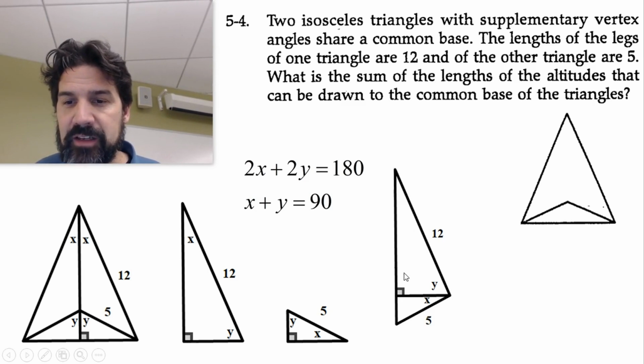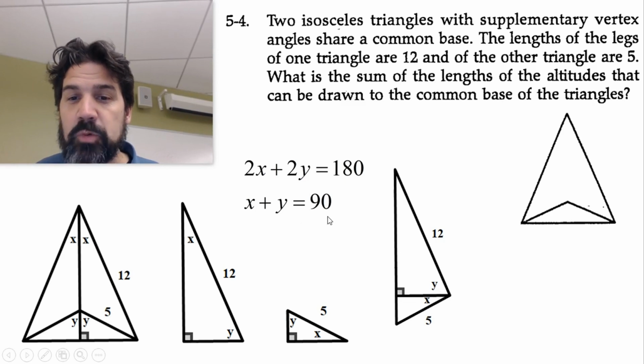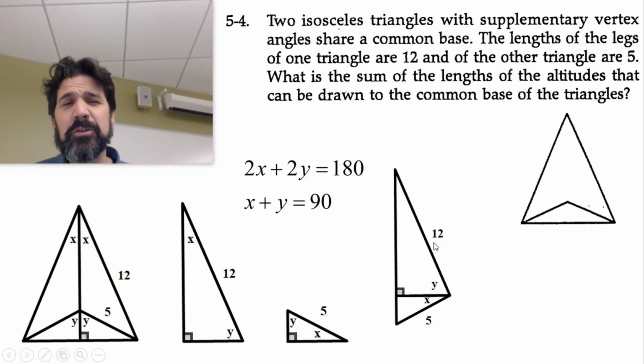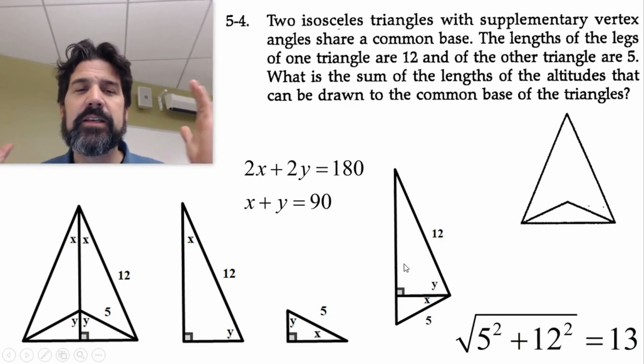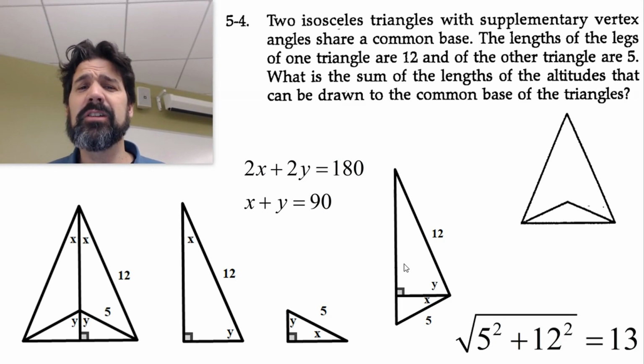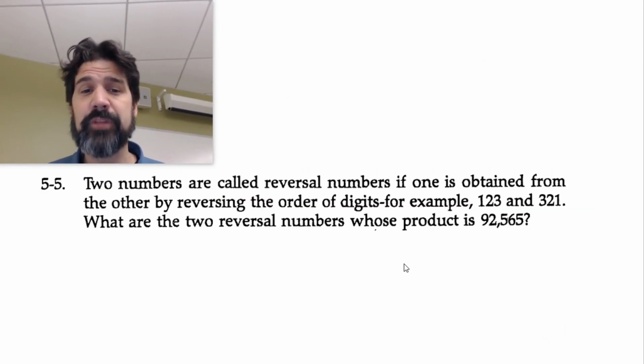I flip this little guy down here. There's my y, there's my x. All right, and we know that x plus y is 90, so this makes a right angle. There's my 5, 12, and I want the sum of these two. There's my 13. I've got it. Oh, great problem. Love it. Love it. All right.